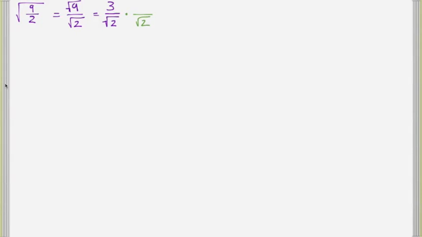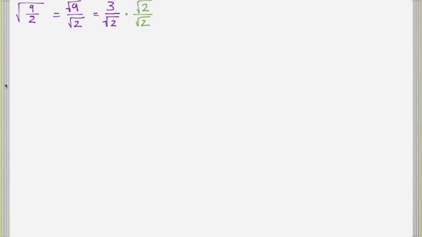But if I just do that, that's not going to change the problem. And we don't really want to change the problem. We just want to change the way it looks. So I'm also going to multiply by that same square root on the top. Because what is square root of 2 over square root of 2? 1. It's just 1, right? It's kind of a messy form of the number 1, but it's just 1.